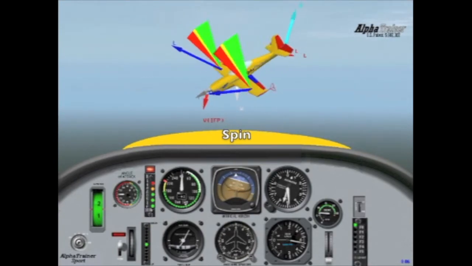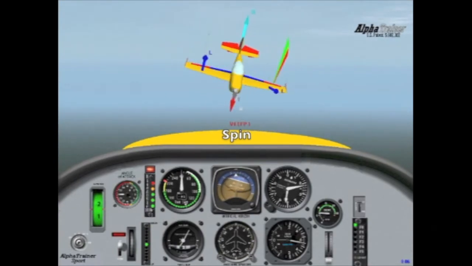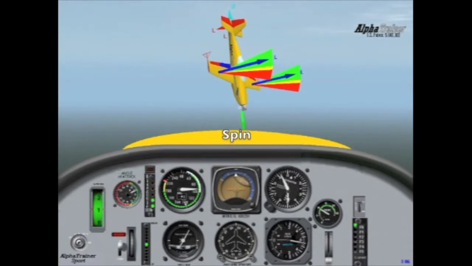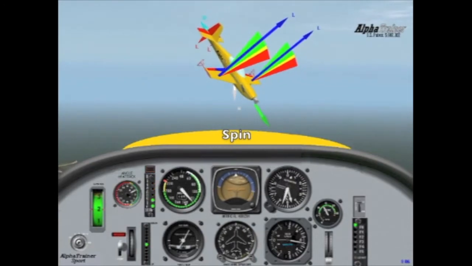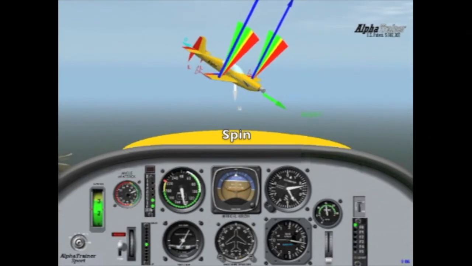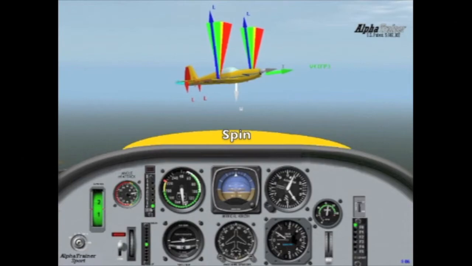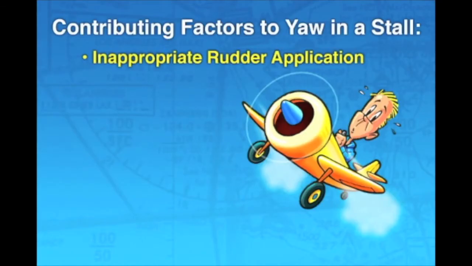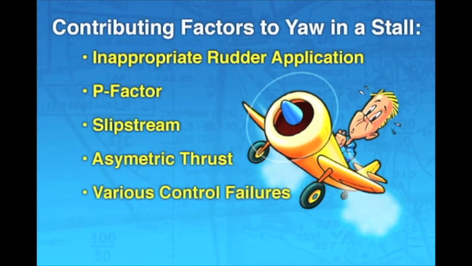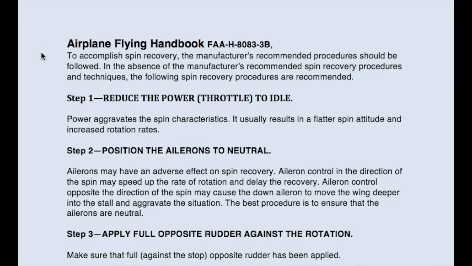However, yaw can also be propelled or aggravated by contributions from P-factor, slipstream, asymmetric thrust, various control failures, or even environmental airfoil contamination. Any of these factors may lead to local angles of attack that initially differ at the stall, which create roll-off. In a spin, one wing is more stalled than the other. I found this in the FAA's Airplane Flying Handbook.